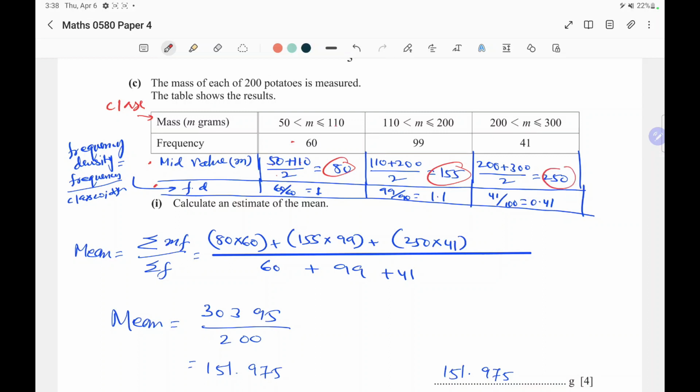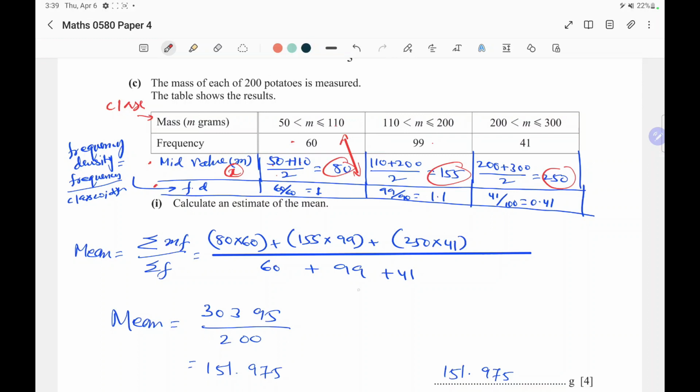Similarly over here 250. So now we got m or x, whatever you want to call it, that's sigma mf over summation f. So I just need to multiply these two. This is my x or m, the data, times frequency. So 80 times 60 plus 155 times 90, then 250 times 41, divided by the sum of all frequencies.